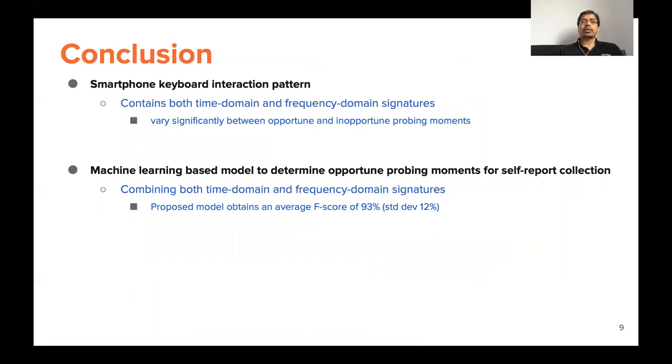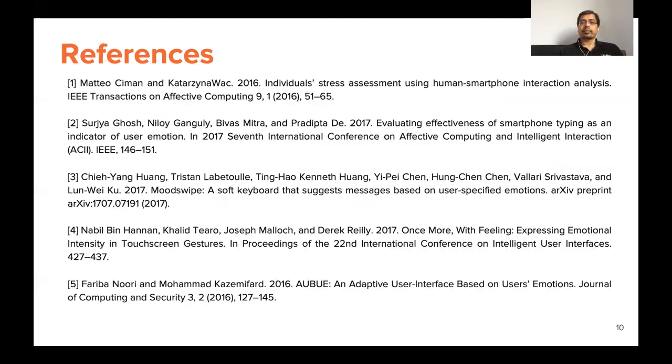So in summary, we can say that smartphone keyboard interaction patterns have both time domain and frequency domain characteristics, and those vary significantly between the opportune and inopportune probing moments. And combining those, we can develop a machine learning based model which will probe at the opportune moments and make sure that survey fatigue is reduced. We have developed this model and we have obtained an average F score of 93%.